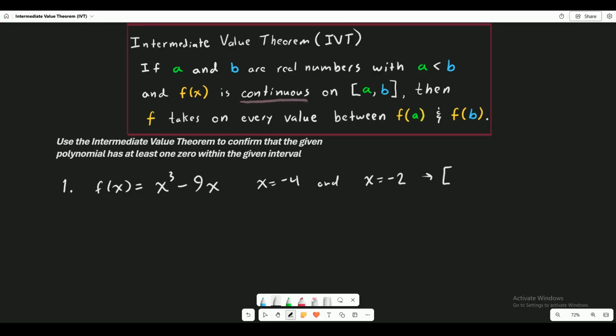We can turn it into this, from -4 to -2, just like that. All right, so we're given the interval. You can rewrite the interval. So now let's use the intermediate value theorem to confirm if there is 1 zero.